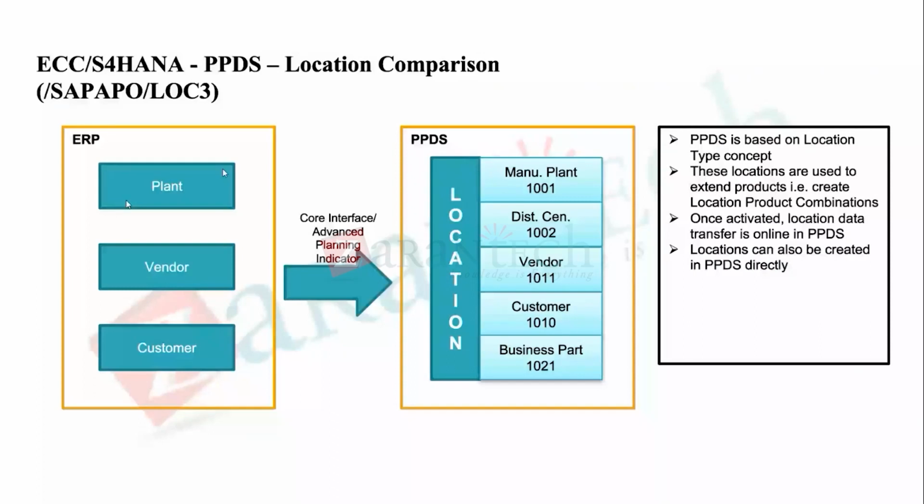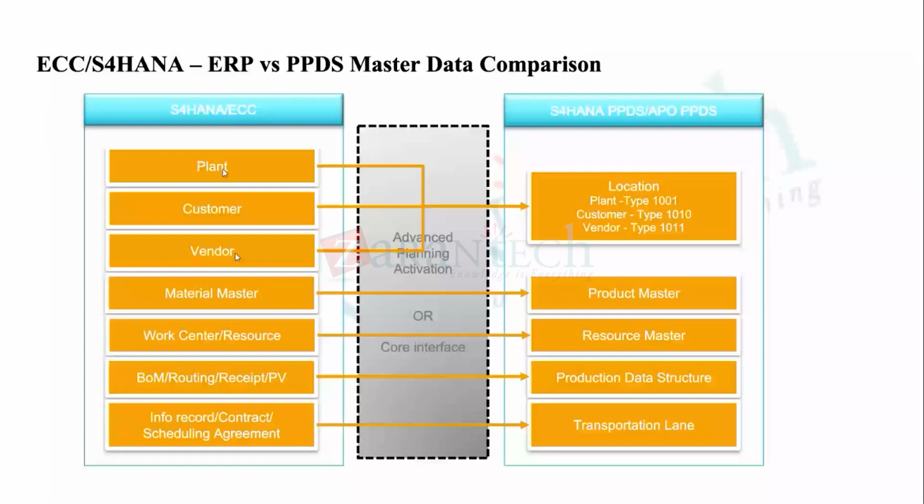Okay. This is where we started and ended precisely. On either S4 or ECC site, you have some sort of master data which gets translated to PPDS master data, whether it is S4 PPDS or APO PPDS, both of them. The only thing that differentiates both of them is the way you integrate that data.